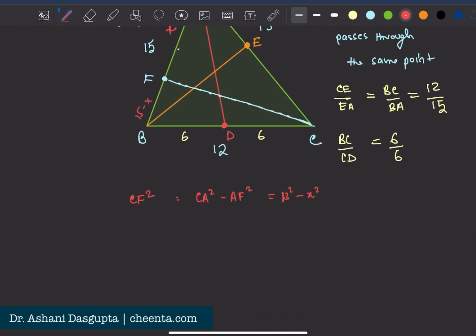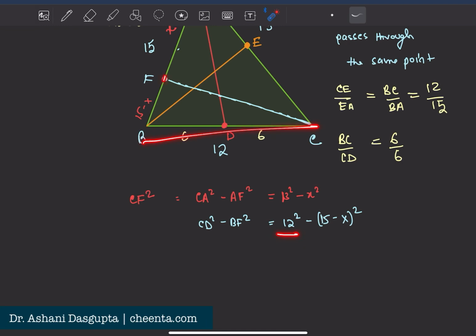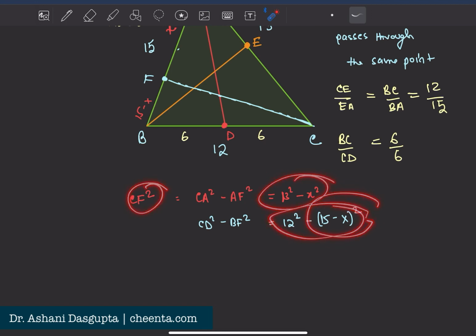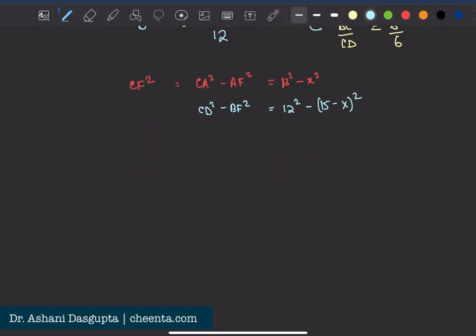But CF square is also equal to CB square minus BF square. So CB square is 12 square minus 15 minus x whole square. Okay, so these two quantities are both equal to CF square. So they are equal and I can solve for x.